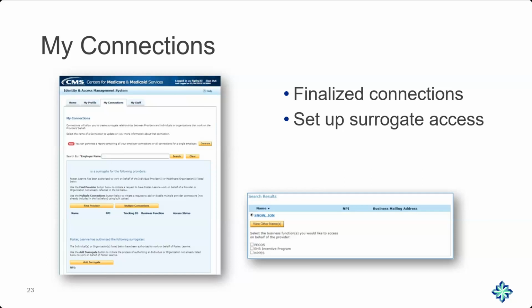It's a square box, a checkbox, versus what we call a round radio button in the PECOS world, in the I&A world. So you can select multiple. The round buttons, you can only select one.